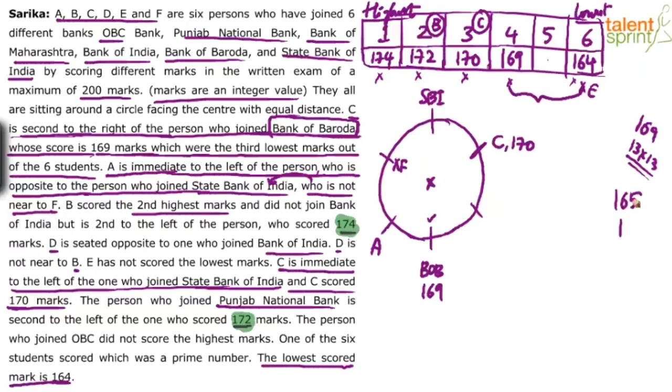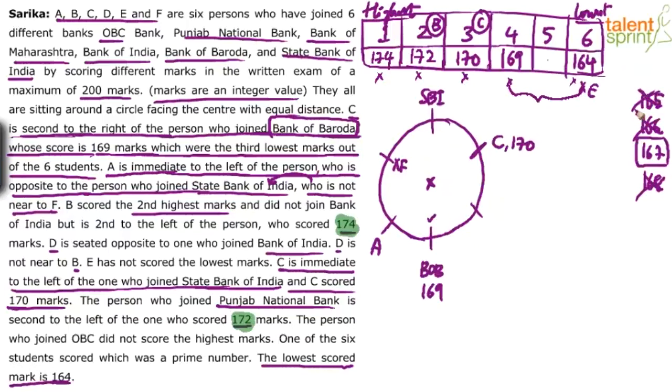165, 166, 167, 168. I'll just write it. Space may not be sufficient. These are the 4 values between 164 and 169. And which of these is prime? 166, 168 are ruled out. 165 is also ruled out. So 167 has to be the prime number, right?